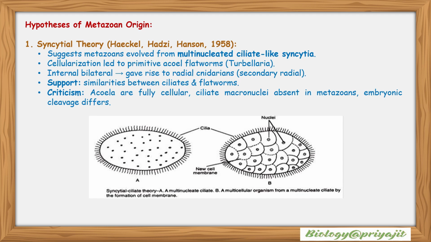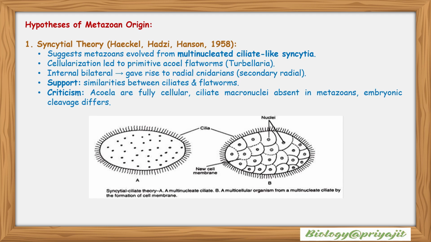Hypotheses of metazoan origin. Syncytial theory, which was proposed by Haeckel, Hadzi and Hanson in 1958. It suggests that metazoans evolved from a multinucleated ciliate-like syncytium. Their cellularization led to primitive acoel flatworms like Turbellaria. Their internal bilaterality gave rise to radial cnidarians, that is, their secondary radial symmetry. The similarities between ciliates and flatworms support this syncytial theory.